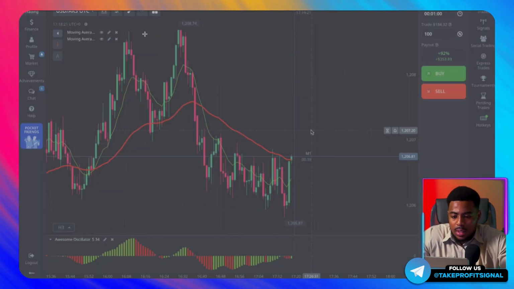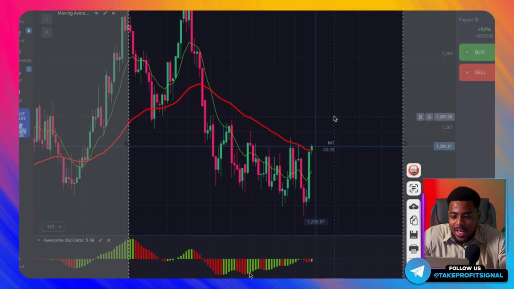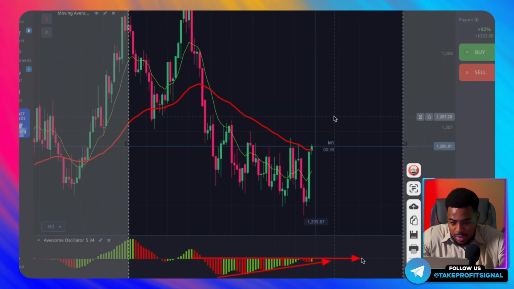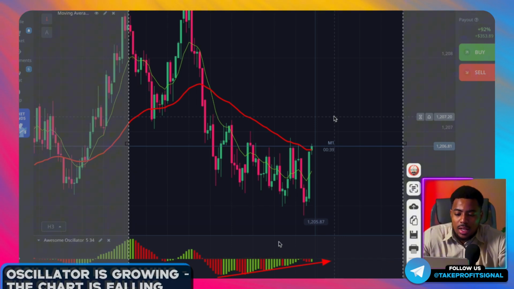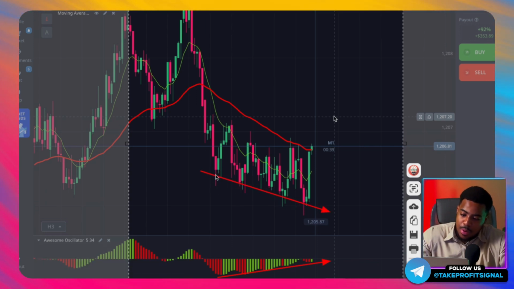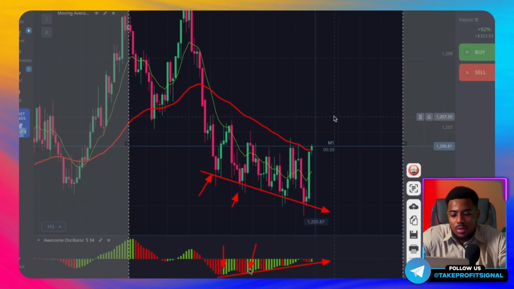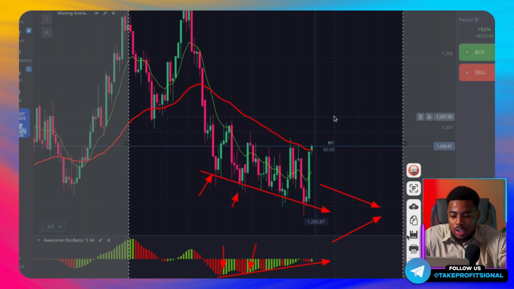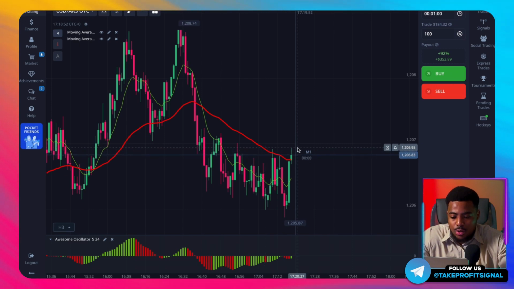So look, the Awesome Oscillator helped me a lot in this trade because it shows us the approach to the 0 boundary. That is, we have a horizontal line 0. So we see that the oscillator is growing, but the chart is falling. That is, we pay attention to the minimum value of the chart and the minimum value of the oscillator and realize that the oscillator is growing, the chart is falling. This means that very close we have a reversal point here.